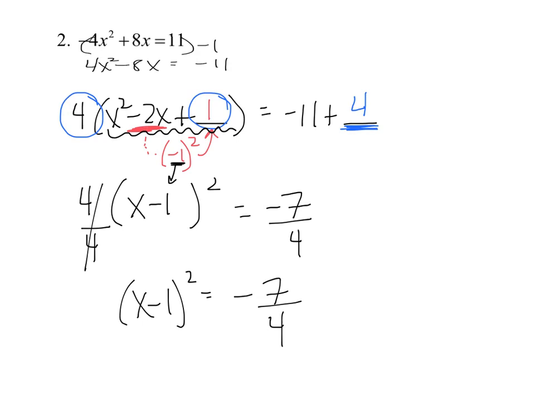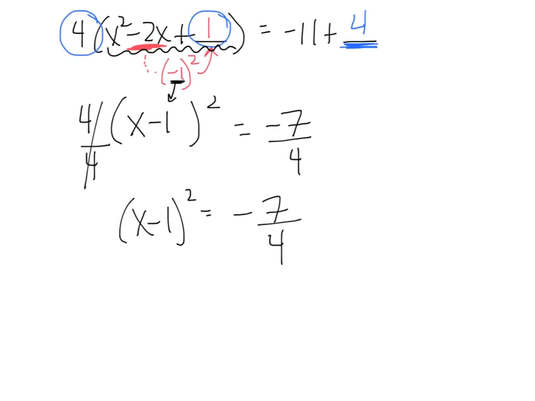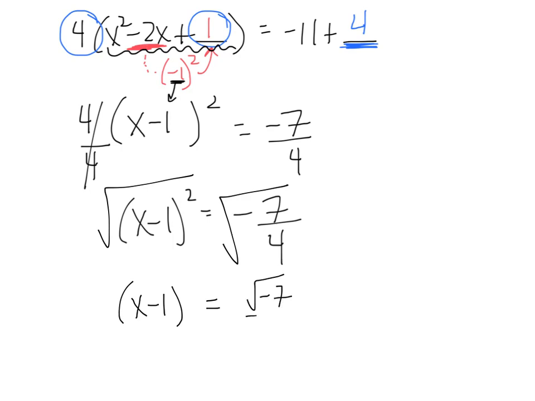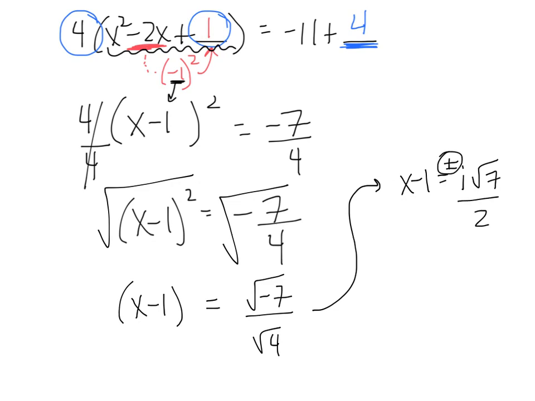Okay, now from here, we're going to square root both sides. So I get just x minus 1 on the left equals, and then I have the square root of negative 7 over the square root of 4. You can square root them individually for the fractions. So then I end up with x minus 1 equals i radical 7 with a plus or minus over 2. Because the square root of 4 is 2, so now I just have to add 1 to both sides. So I have x equals positive 1 plus or minus i radical 7 over 2. And that's our final answer.